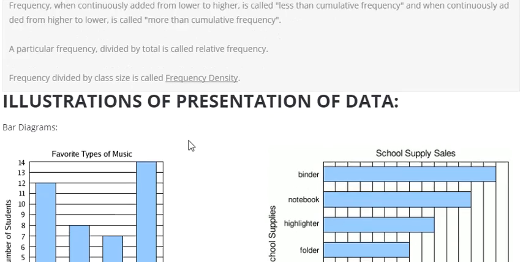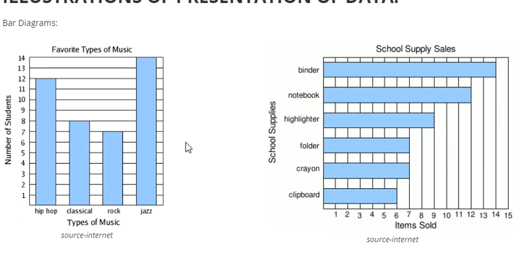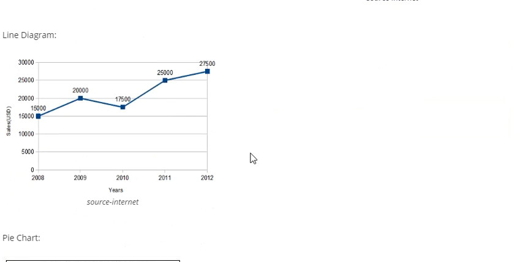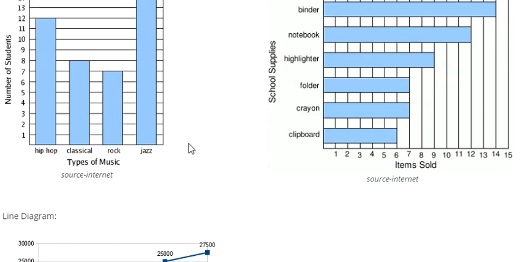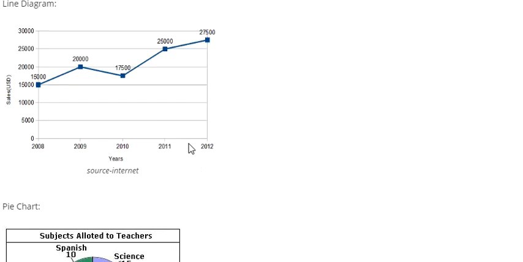Illustrations of presentation of data: these are bar diagram, vertical and horizontal, and line diagram. You can see this point. If I raise a vertical bar here and here and here, this will become a bar diagram. So bar diagram and line diagram are interconvertible.